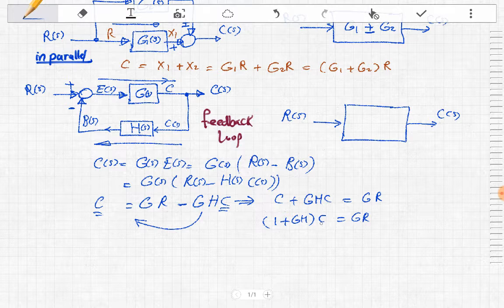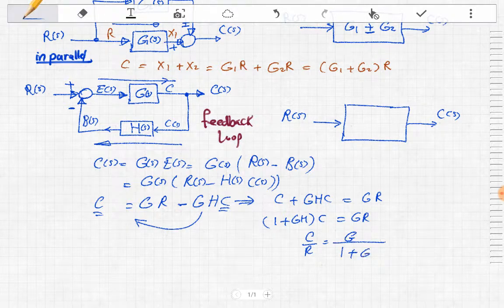So what you have? C times (1 plus GH) equals GR. Now you want to find the output over the input. What's output over the input? C over R, right? So what's C over R? Divide by R both sides. You will have R left, you will have G left here, right? You will have G over 1 plus GH. That's the answer. So C over R will be equal to G over 1 plus GH.